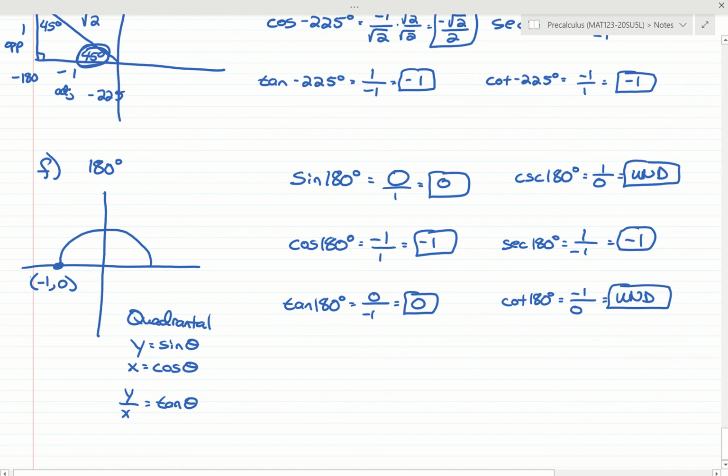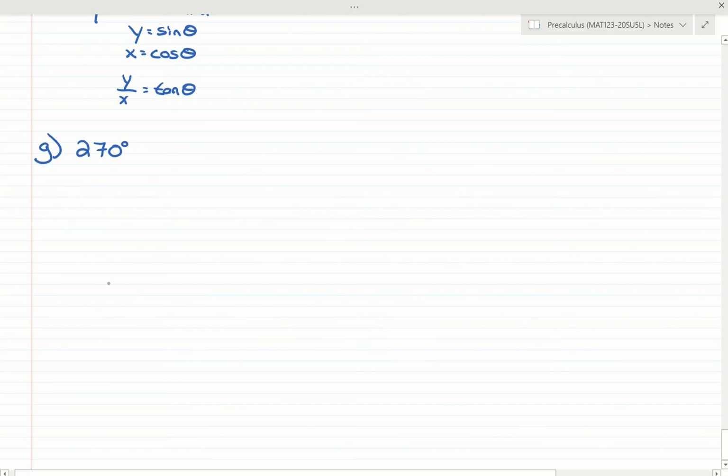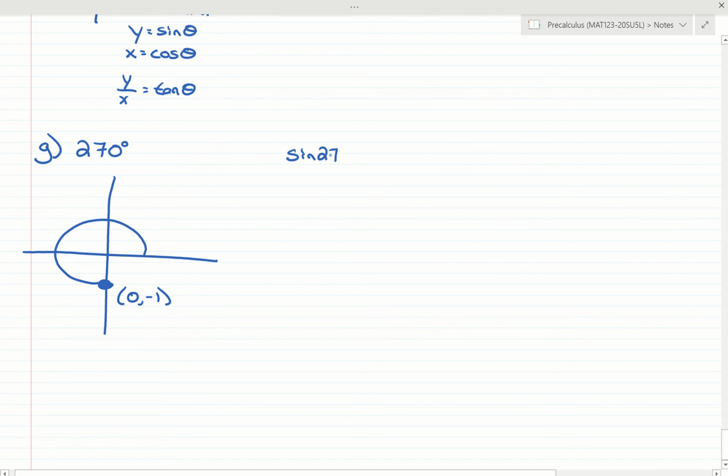I have a couple more. How about 270 degrees? Let's draw this out. 270 puts us right here. Well, it's another quadrantal angle. That point would be 0, negative 1. So let's find our 6 trig values.